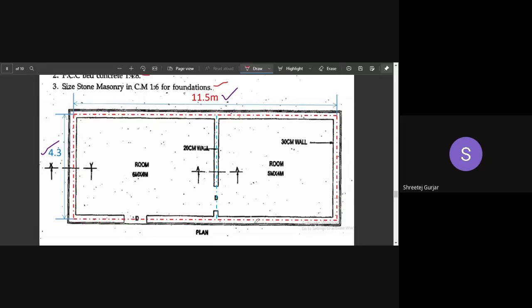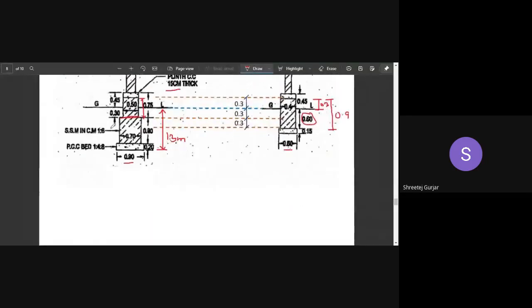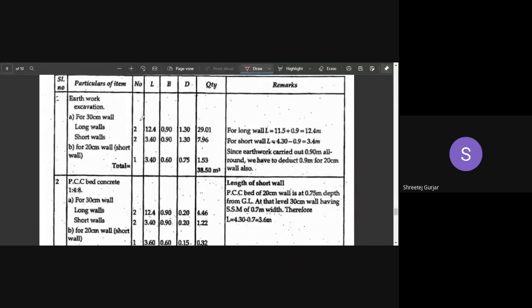So those are two number of long walls and two number of short walls. This and this. Okay, so this wall is not considered because this is a 20 centimeter wall. So only two short walls and two long walls. So that I have mentioned here. So two number of long walls and two number of short walls. Okay. So coming to the calculation of length.